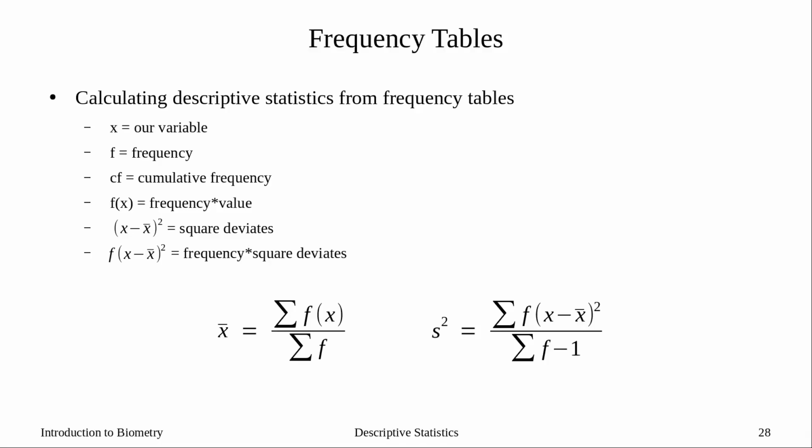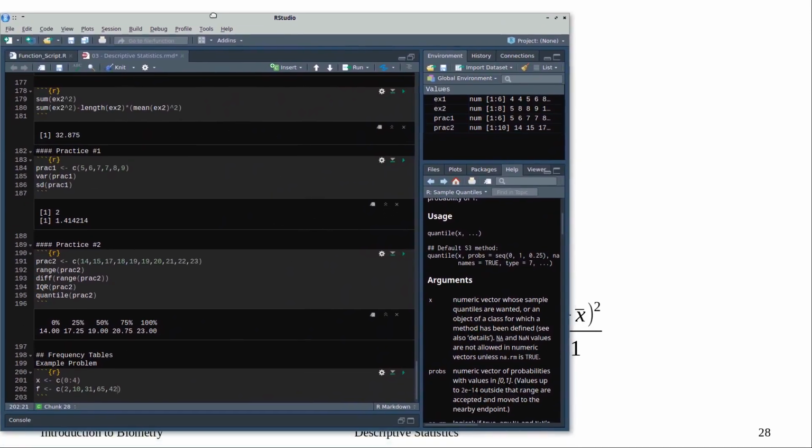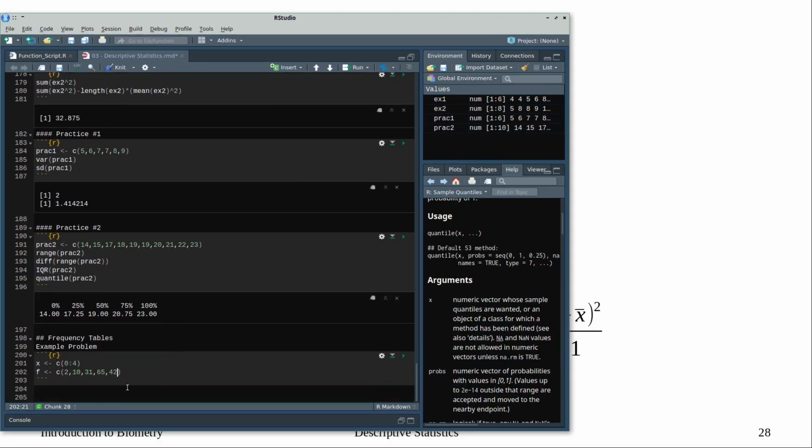So we did this by hand. Now let's do it in R. So here's our example problem data. Remember, with the frequency tables, we have to first convert it to a vector so that we can calculate the standard deviation and the variance. This is the only way to calculate the standard deviation and the variance. So I've created my x vector. It's a vector from 0 to 4, so that's 0, 1, 2, 3, and 4.